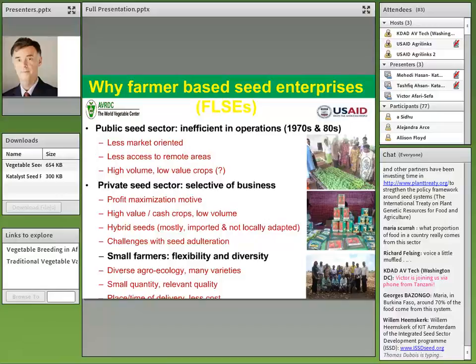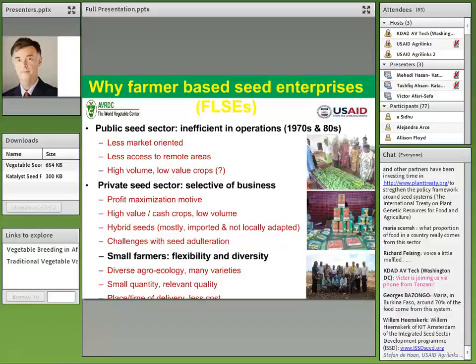And the main challenge, even as of now, is that there's a lot of seed adulteration. Even for the private seed companies, we have people taking their logos and printing them on seeds that are not even certified and trying to sell them. So this is a major challenge even with the current private sector.